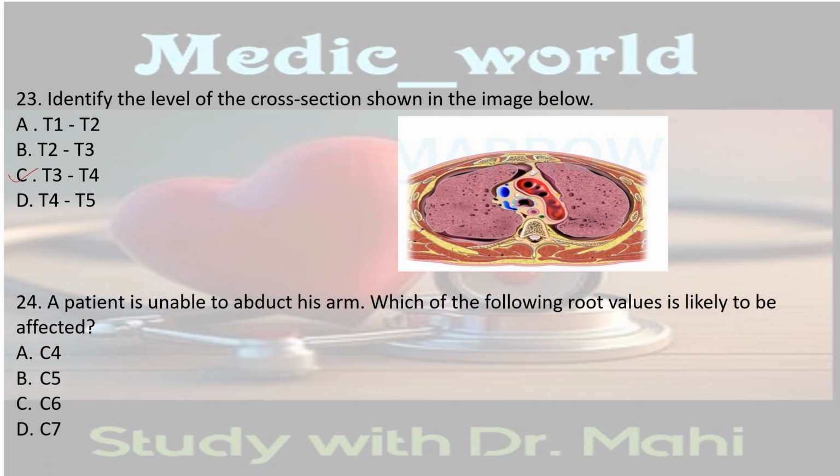Now the next question. A patient is unable to abduct his arm. Which of the following root values is likely to be affected? The inability to abduct the arm is most likely due to a lesion of the C5 root. So the answer is option B, that is C5.